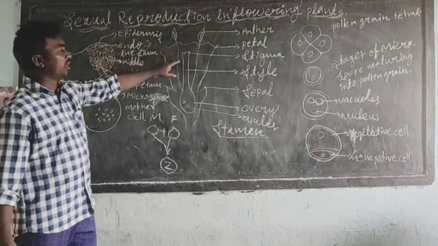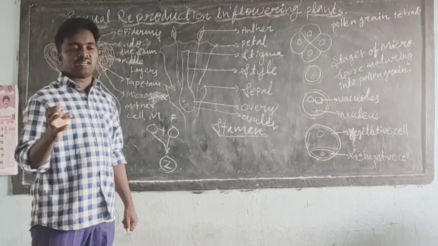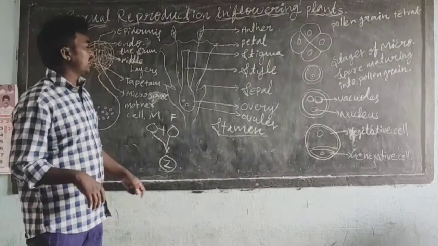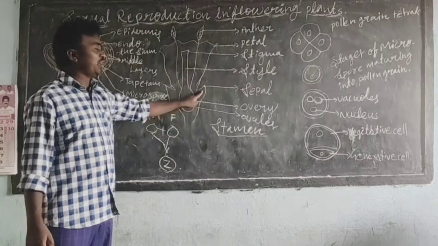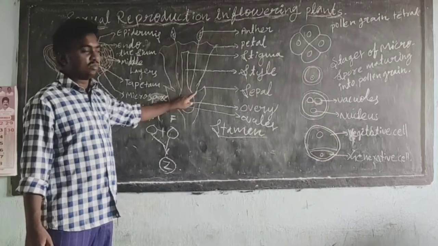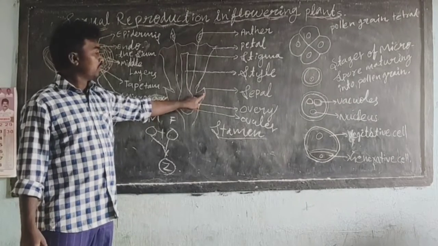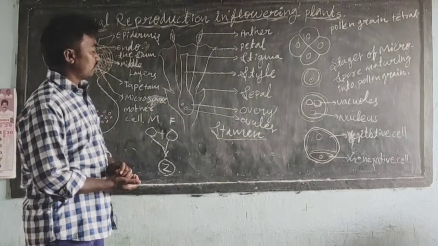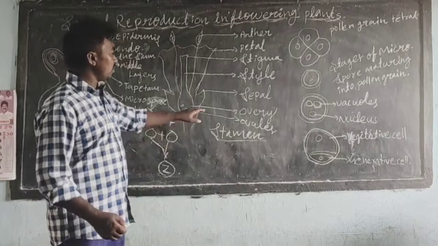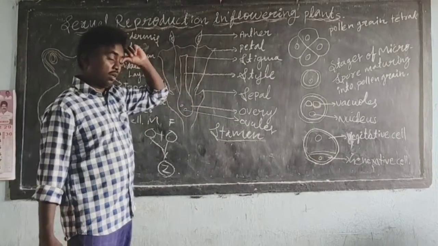And the second one, petals. These attract the insects. And the sepals are present at the bottom of the ovary, and they protect the whole flower. This contains a cell wall. It is protecting the ovary and all over the flower.